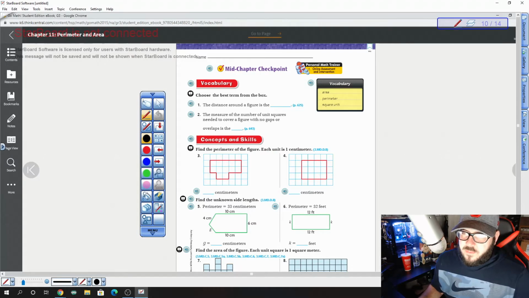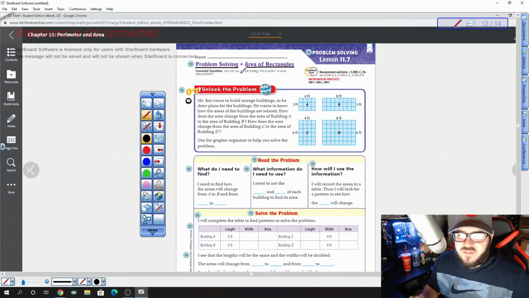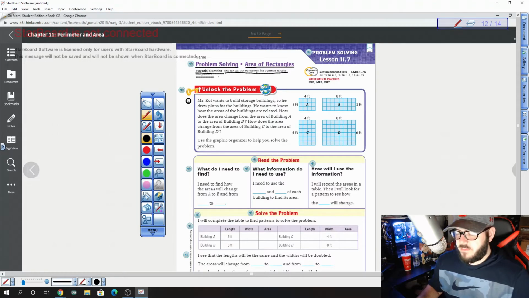Here we go. So lesson 11.7 is problem solving, area of rectangles. So we're going to be doing some word problems here, and this is one of those lessons where we have to read very carefully to make sure we understand the information. Our essential question is, how can you use the strategy find a pattern to solve area problems?